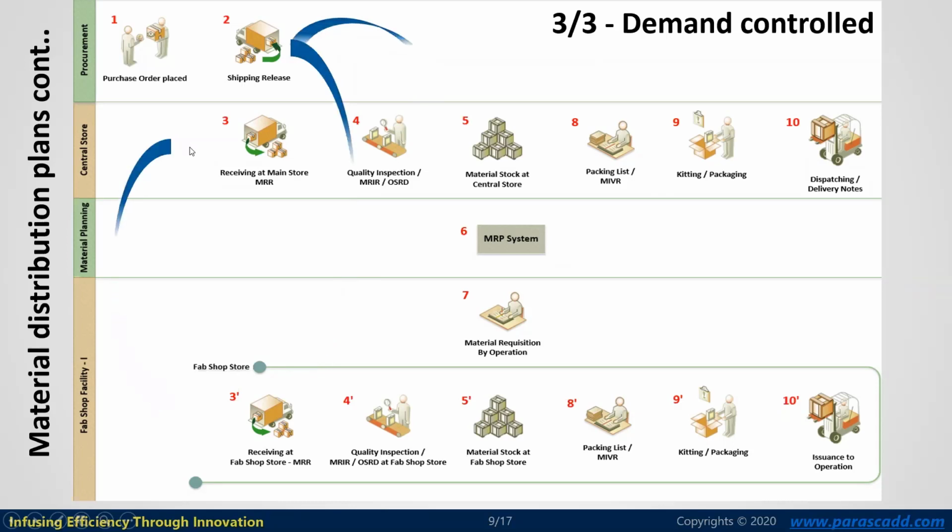Apart from this, the central store may also supply the material to the other fabrication shop facilities. Not only the central store, but the fabrication shop facilities are more than one. One fabrication shop facility may also release the material to another fabrication shop facility. And how are we achieving this? Via the store transfer concept as well as the material issuance concepts. So that is the material distribution plans.